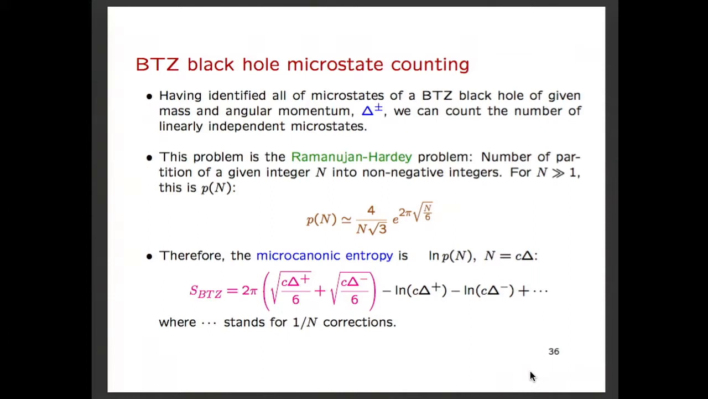So for a large n, that's basically how the partition grows. And the log of this is basically giving me the entropy. The first part is the standard Cardy formula, or the area law. Then I have these log pieces. Okay. So so far I've just reproduced the Bekenstein-Hawking entropy. I would like to see whether I can account for the log corrections.